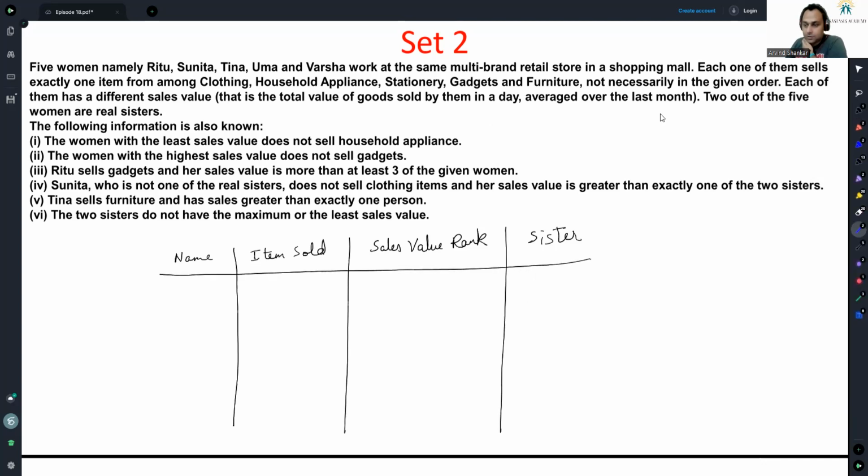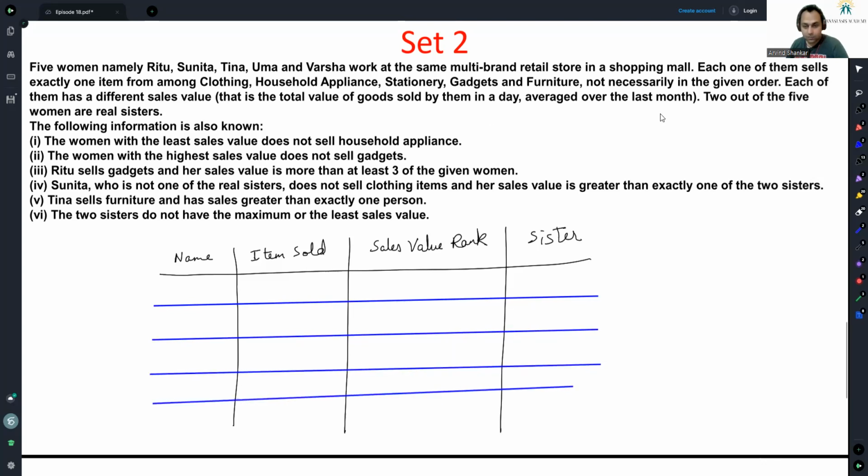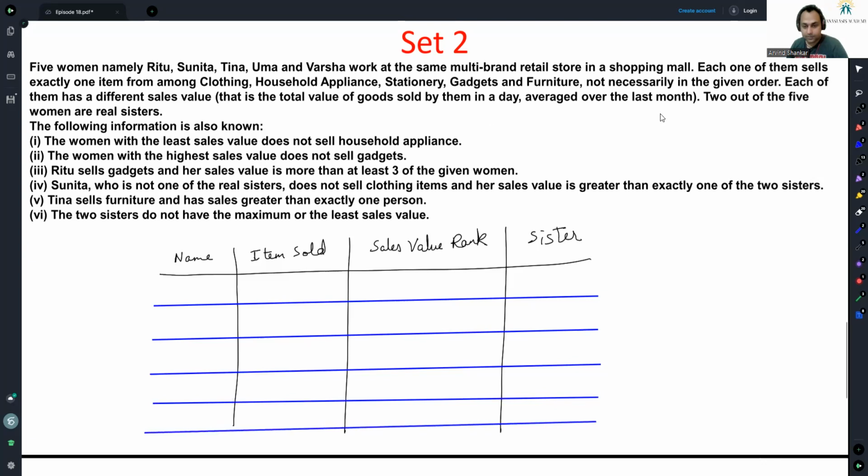I would be better served using... Why are you not working? 1, 2, 3, 4, and 5. Okay, 5 people, 5 spaces. Cool. The woman with the least sales value does not sell the household appliance. Okay, I can't record it right now. The woman with the highest sales value does not sell gadgets. Okay, I cannot record it right now. Ritu sells gadgets. First piece of information that is guaranteed. Ritu sells gadgets.